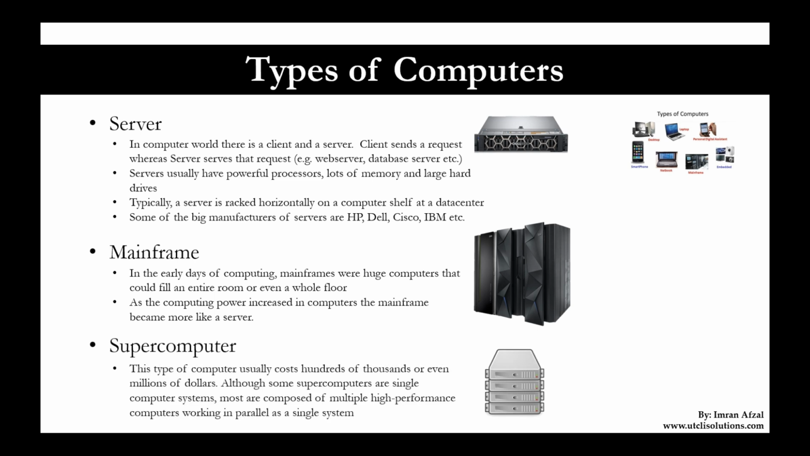All right, then we have the supercomputer. This type of computer usually costs hundreds of thousands or even millions of dollars. Although some supercomputers are single computer systems, most are composed of multiple high-performance computers working in parallel in a single system. So you could stack a few computers or join a few servers together to perform one single function. That becomes a supercomputer. In this last slide, pay close attention to the servers. Servers are the ones you're going to be working with in corporate IT when you're troubleshooting or managing these computers.